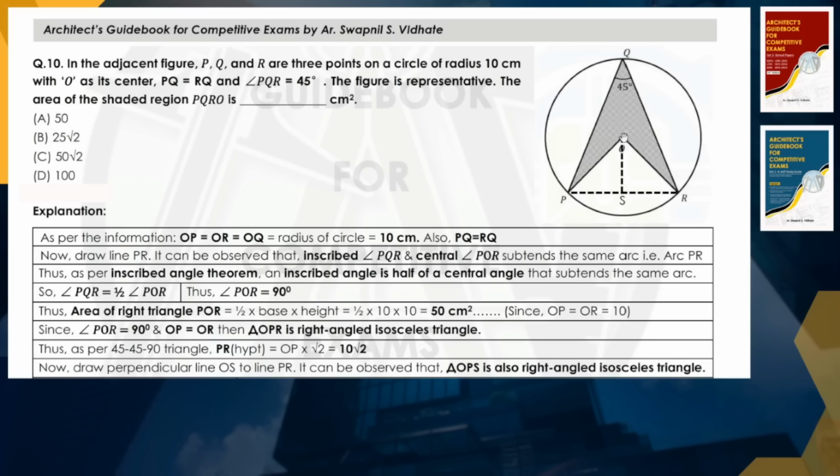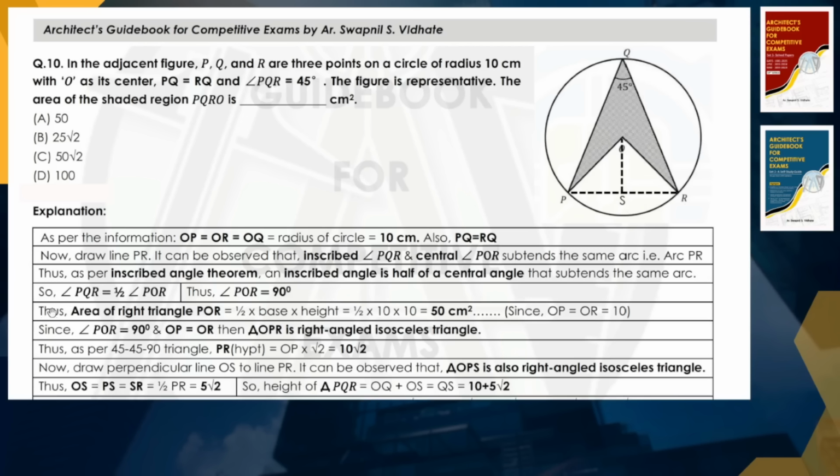Now we'll draw the perpendicular line OS. As I said, these dotted lines I have drawn only for the explanation part. So for this perpendicular line OS to the line PR, we can observe that the triangle OPS is also a right angle isosceles triangle. What is the logic behind it? If we draw the line joining the center, or which is dividing this angle, it will be perpendicular to this PR, and it will divide the line PR in two equal parts. So this triangle OPS is also a right angle isosceles triangle.